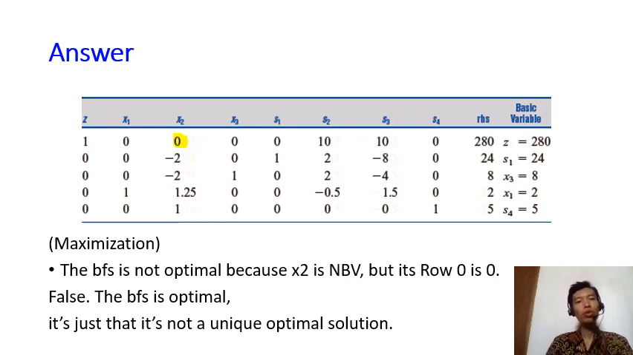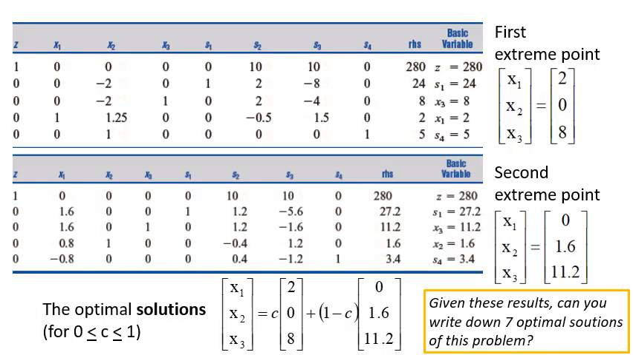So up to this point, you should be able to solve a problem using the simplex algorithm and then determine whether you have a unique optimal solution or an alternative optimal solution. And then if you have alternative optimal solutions, you should be able to obtain a lot more of those alternative optimal decisions. That's what I'm going to ask you in the next slide. So given all these results, the first extreme point from the first optimal table, the second extreme point from the second optimal table, and the linear combination describing all the optimal solutions, can you write down 7 optimal solutions of this problem? Actually, I could ask you for 7, 12, 30, 100, 1,000 or anything, but let's just write down 7 optimal solutions of this problem. You should be able to do this.